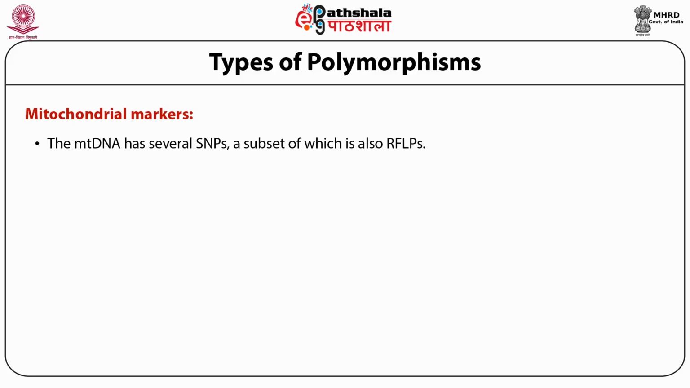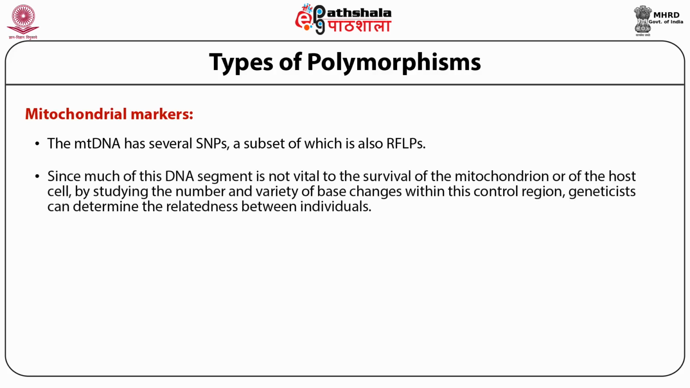Mitochondrial DNA serves as a molecular clock because of the control region that carries genetic signals, that is, promoters, needed for replication and transcription. Since much of this DNA segment is not vital to the survival of the mitochondrion or of the host cell, by studying the number and variety of base changes within this control region, geneticists can determine the relatedness between individuals. Using the mutation rate within the mitochondrial control region as a molecular clock, evolutionists can plot the course of evolution.